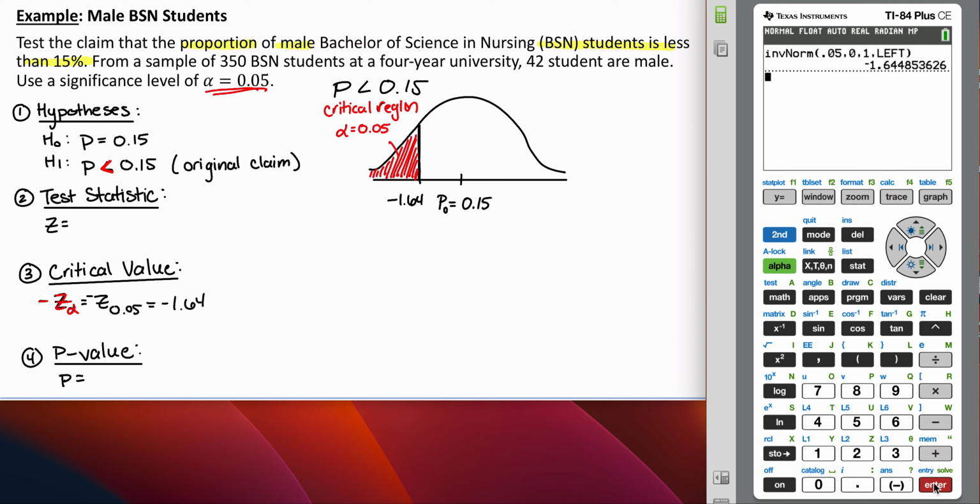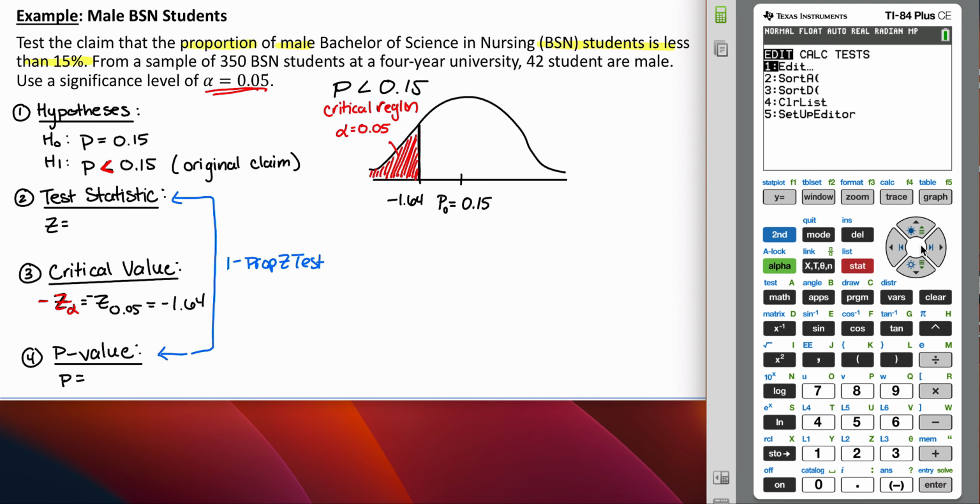Now how do we get our test statistic and our p-value without having to use formulas? The answer is we're going to use a function called 1-PropZTest. You want to make sure that you understand how to use and when to use certain tests. So to get to the 1-PropZTest, you're going to go to stat, tab over to tests, and you'll see that by the end of the semester, you will have learned how to use most of these tests that you see on this list.